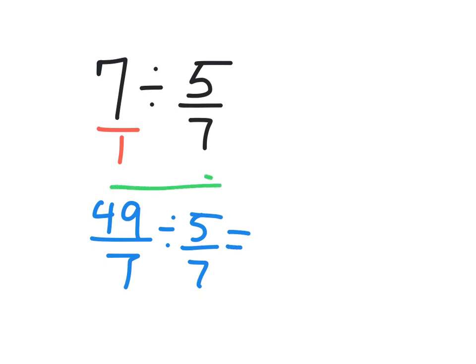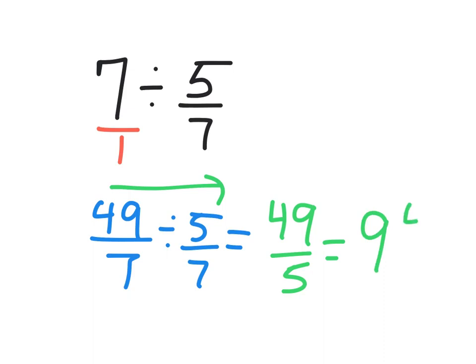Divide across my numerators and express it as 49/5, which is 9 4/5.